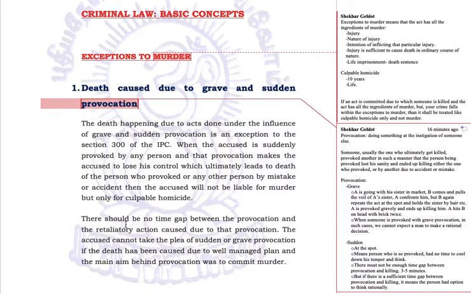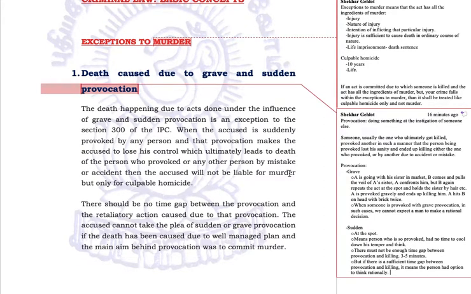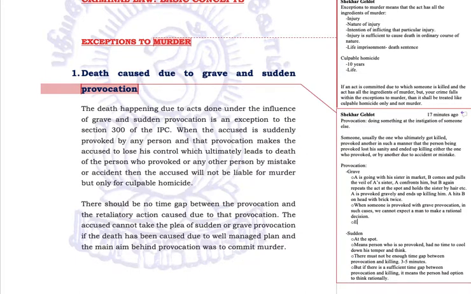There should be no time gap between the provocation and the retaliatory action caused due to that provocation. The accused cannot take the plea of sudden or grave provocation if the death has been caused due to well managed plan and the main aim behind provocation was to commit murder. If you are doing something with the plan, it will not be called a grave provocation or a sudden provocation. And the provocation has to be grave as well. You cannot call every provocation a grave provocation.